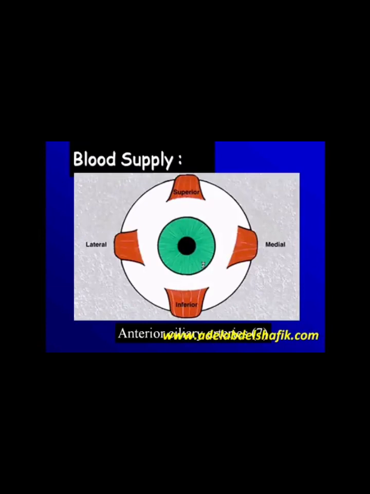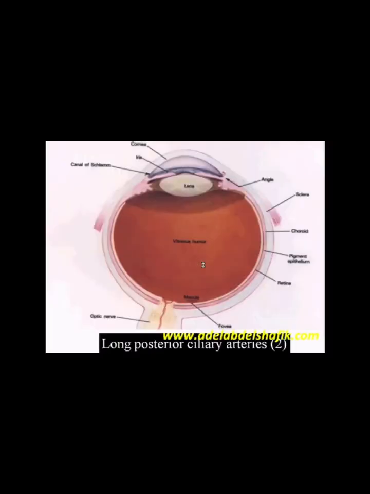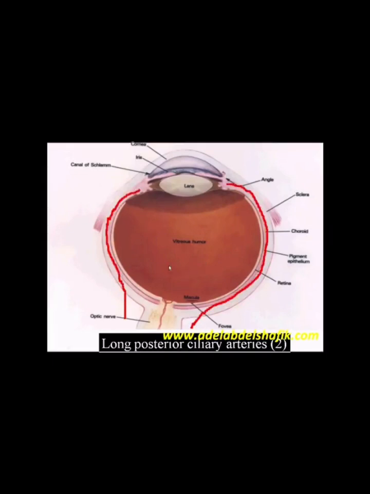We have a group of anterior ciliaries, they are 7. We get 2 vessels coming from each of the 4 recti, except the lateral rectus, which gives us 1. These vessels run on the sclera, and 3 millimeters before reaching the limbus, they pierce the sclera into the eye. And we have 2 long posterior ciliaries coming from behind. They penetrate the sclera and move between the sclera and the choroid, sclera and ciliary body, to the ciliary body itself.